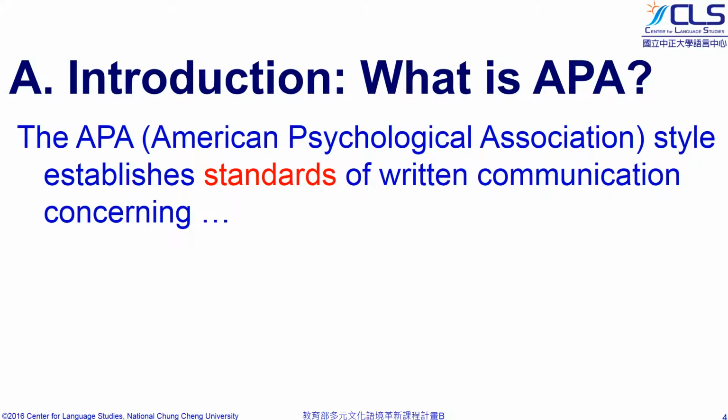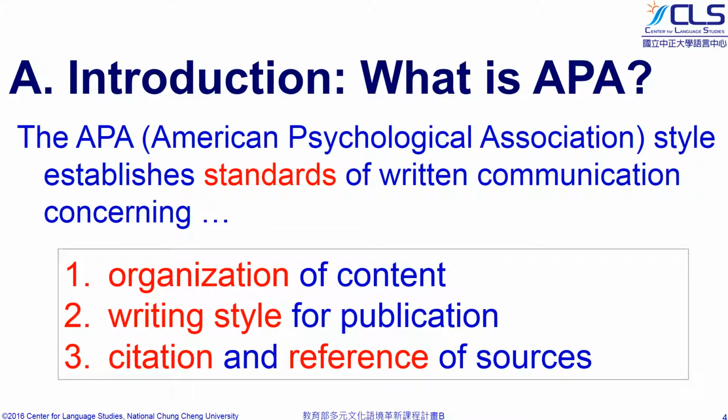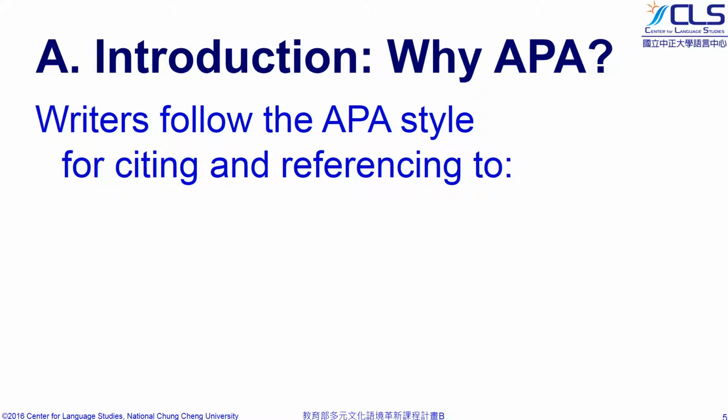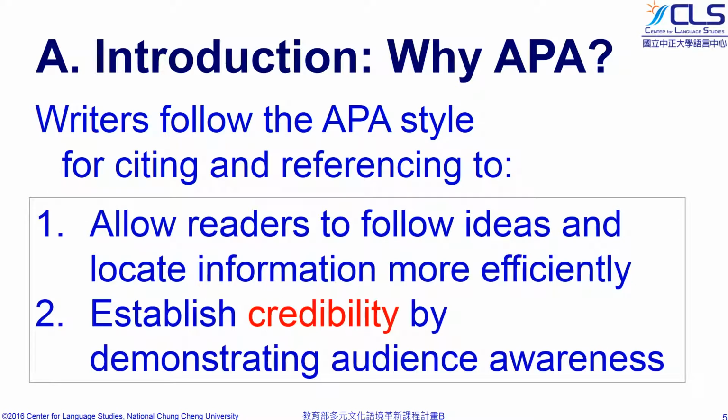To begin with, the APA style consists of standards established by the American Psychological Association to provide guidelines for academic writing with respect to organization of content, writing style for publication, citing, and referencing. While we follow the APA style for citing and referencing, we allow our readers to follow ideas and locate information more efficiently, meanwhile demonstrating our credibility in knowing whom we are writing for.